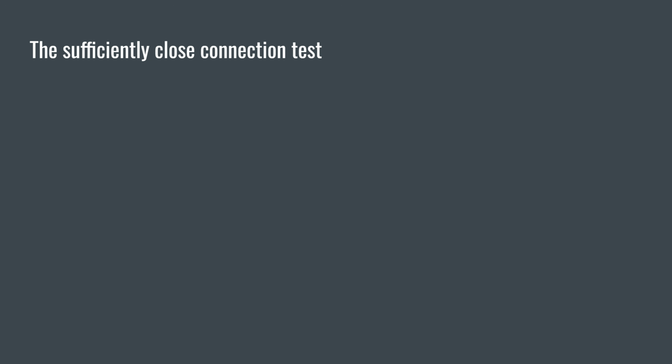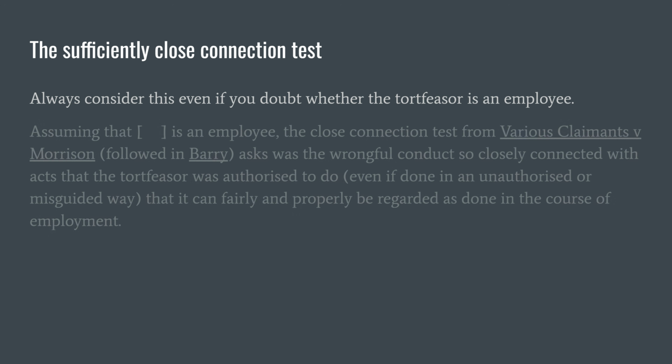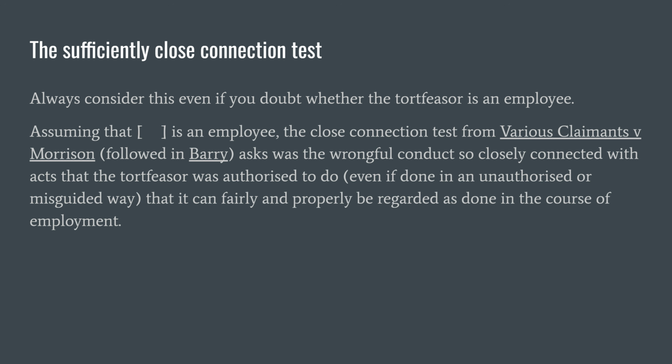So once you've discussed whether someone's an employee or in a relationship akin to employment, you need to move on to the sufficiently close connection test. And you should do this whether you think the person is an independent contractor or an employee, because you need to get the marks for this section. So I would always say, assuming that so-and-so is an employee, then you would look at the close connection test from Various Claimants and Morrison, which was followed in Barry. And that asks if the wrongful conduct was so closely connected with acts that the tortfeasor was authorised to do, even if they did them in an unauthorised or misguided way, that it can fairly and properly be regarded as done in the course of employment.